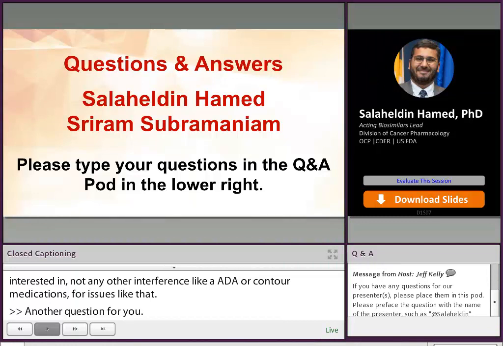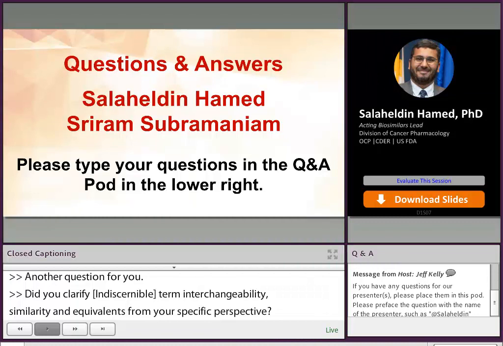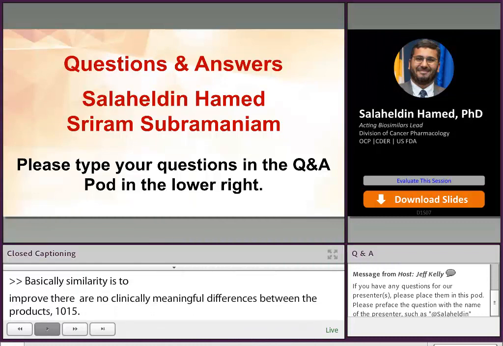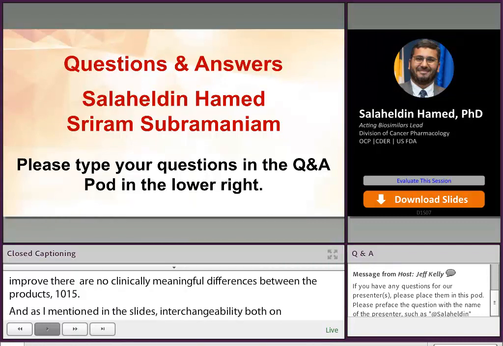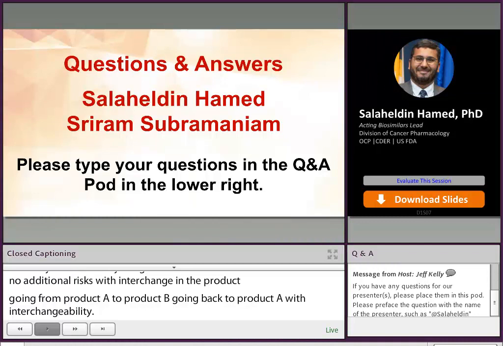Well, basically, the objective of similarity is to prove that there are no clinically meaningful differences between the products. And then, as I mentioned in the slides, interchangeability builds on similarity, where the goal of the exercise is to establish that there is no additional risk with interchanging the products, going from product A to product B and then going back to product A once interchangeability is established. So in essence, if we exchange the products in a single patient, we're not expecting any increased risk in terms of a loss of efficacy or increased safety profile.